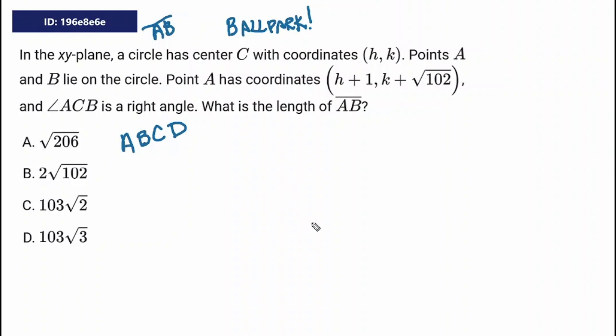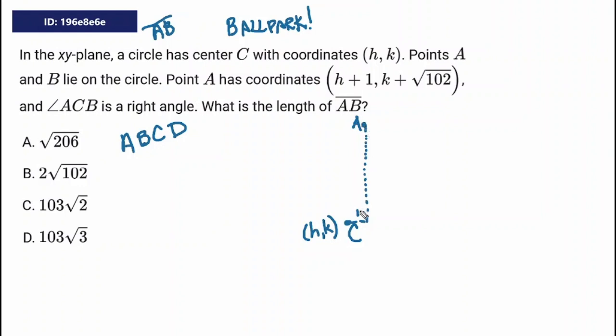Now, let's just draw the figure. It's not here. The center of a circle, C, has coordinates (h, k). That (h, k) part's not really very important. And then point A has coordinates (h + 1, k + √102). So h + 1 is just the x coordinate of the circle, so it's like 1 over. And then the √102 part is the y coordinate. So I'm going to kind of try to draw it to scale a little bit. And up here, here's A.